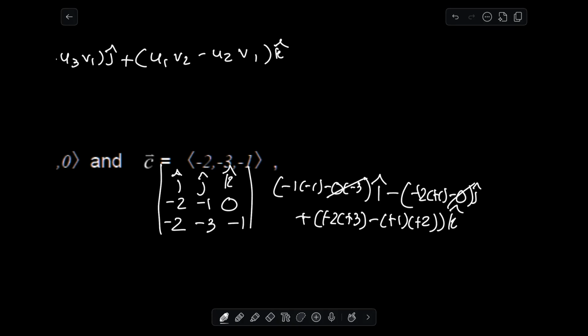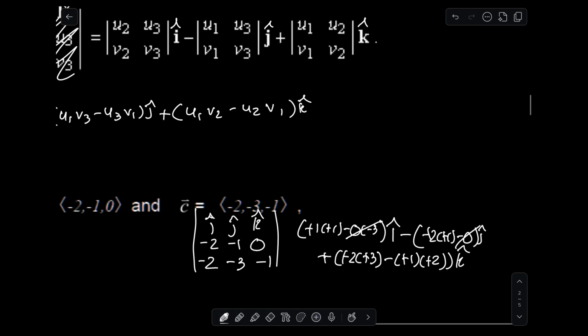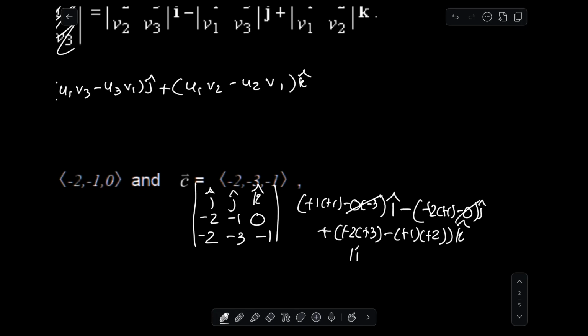So now we have our final result. It's going to be plus plus. It's going to be 1 I hat minus 2 j hat, because we still have the negative out here. And then we're going to have plus 4k, because it's going to be 6 minus 2 here. So then this is going to be what B cross C is.